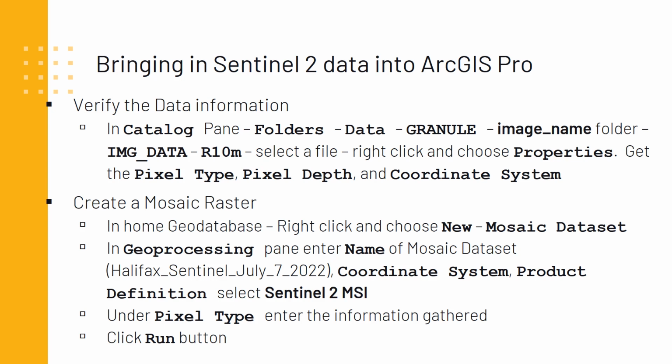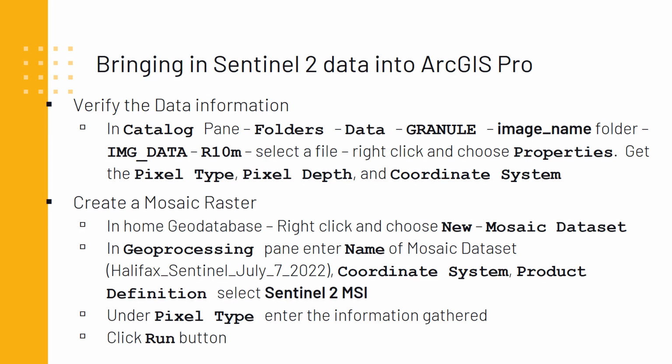Next, we're going to create a Mosaic raster. This will be empty to start and we'll populate it later. So to do this, you're going to go to your home geodatabase. You're going to right click on that geodatabase and choose New Mosaic Dataset.